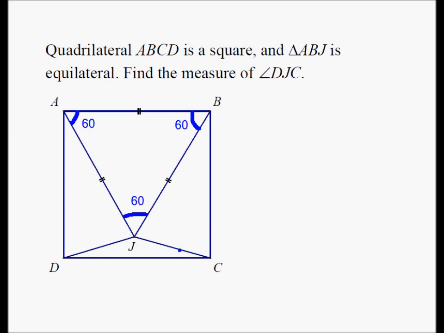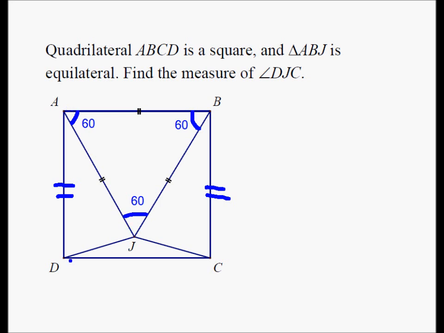Now, this is slightly tricky. Look, the side AB is congruent to the side BJ, but the side AB is also congruent to the side BC because ABCD is a square, so this side is congruent to this side. And I can say the exact same thing. If AB is congruent to AJ and AB is congruent to AD, so they are all congruent. Now, triangle BJC is isosceles.